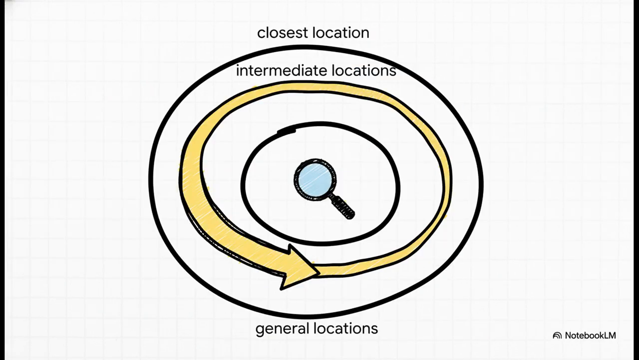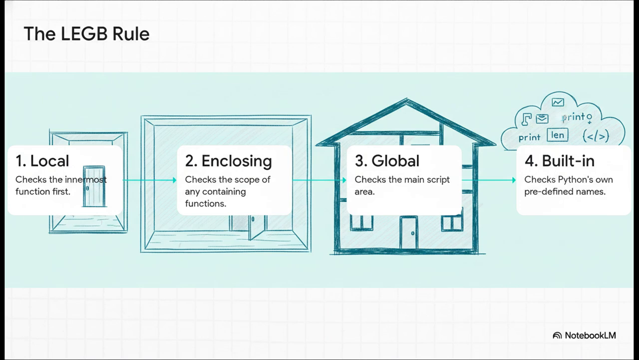The way it works is actually pretty logical. Python always starts its search in the closest, most specific place it can. Then, if it doesn't find what it's looking for, it methodically works its way outward, one level at a time. And that search order has a famous acronym, LEGB. You're going to want to remember this. When Python looks for a variable, it first checks the local scope, the immediate room it's in. No luck? It expands the search to the enclosing scope, the parent room. Still can't find it? It goes global, checking the main house. And if all else fails, as a last resort, it checks Python's own built-in names, like print or len. Local, enclosing, global, built-in. Always from the inside out.